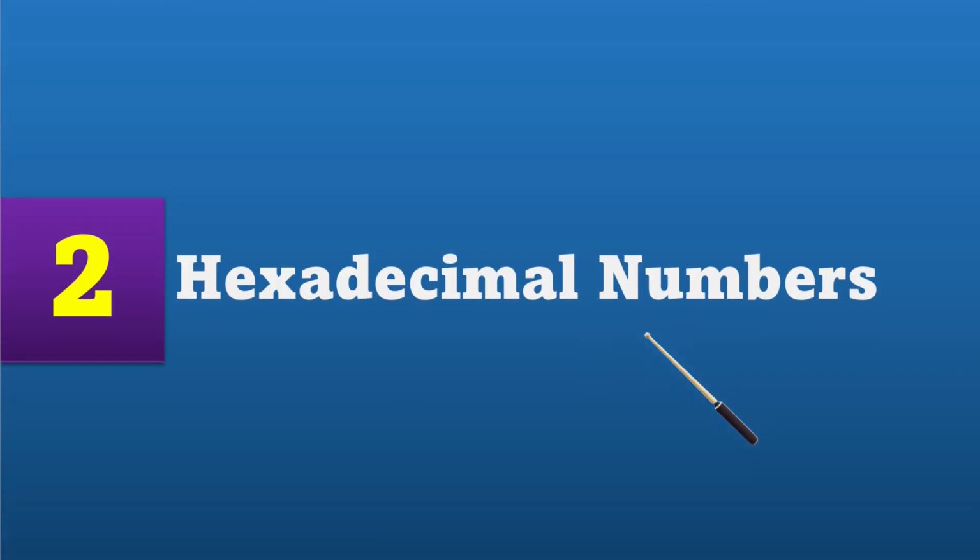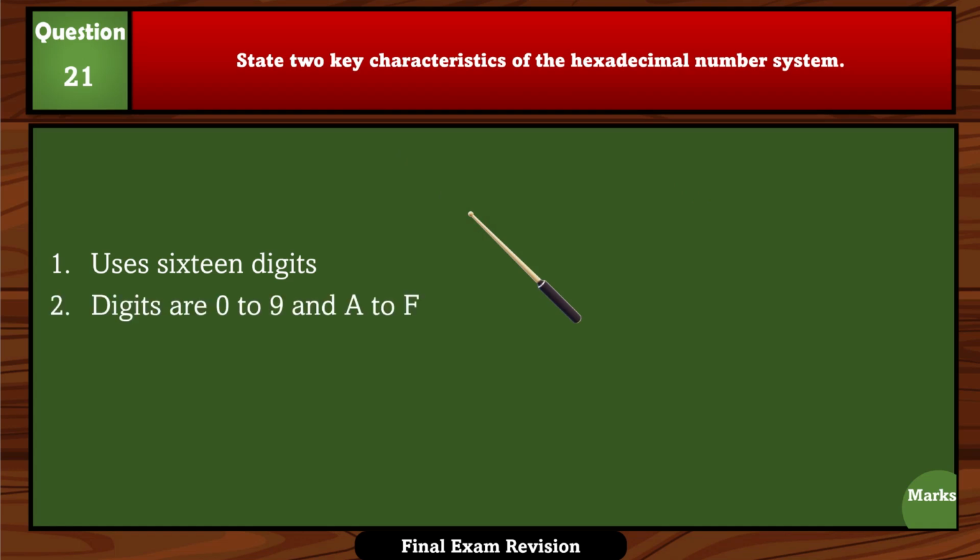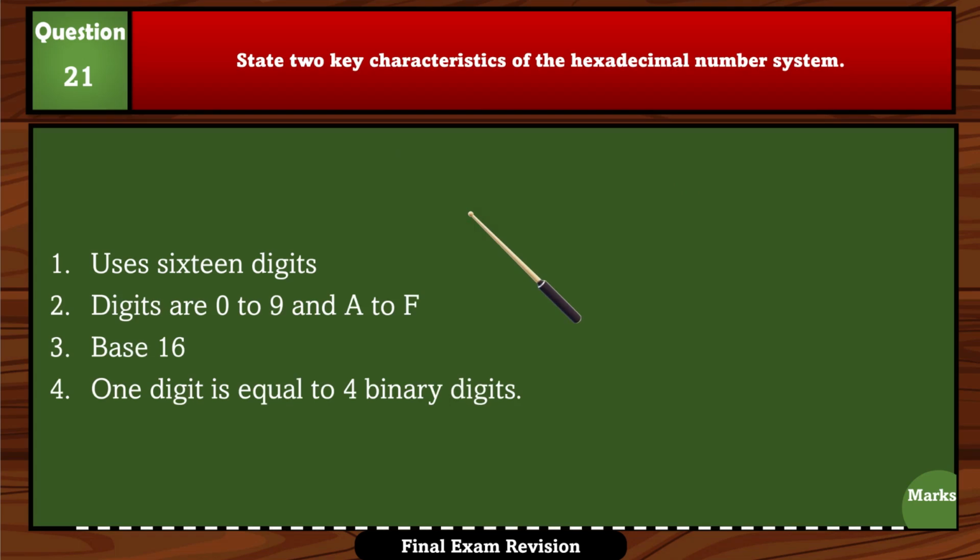Okay. And topic number 2 is hexadecimal numbers. So now let's see some questions related to hexadecimal numbers. State the 2 key characteristics of the hexadecimal number system. So we need to tell the characteristics of the hexadecimal number system. Okay. So first one is it uses 16 digits. Digits are 0 to 9 and A to F. It's a base 16 number system, and 1 digit is equal to 4 binary digits.